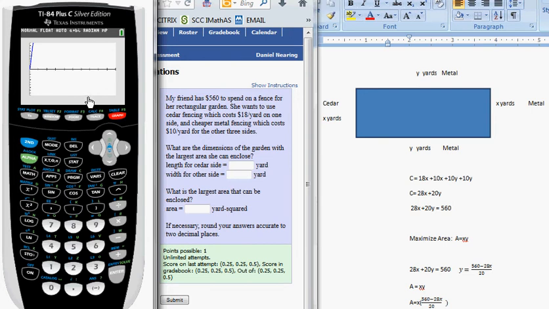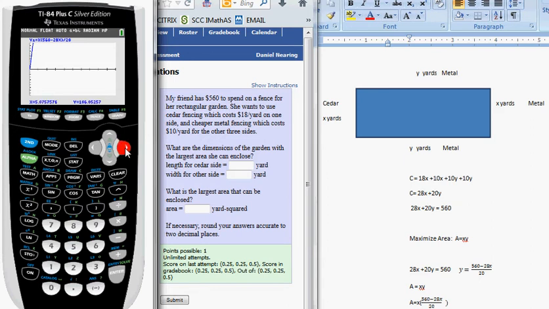So I need to fish around and see what a good window would be to find this maximum. So my favorite way to do this is to hit trace, just so that I can see some inputs and outputs. So for example, this says that if we made the cedar side 5 yards, we would get an area of 105 square yards. But that's not necessarily the maximum area.